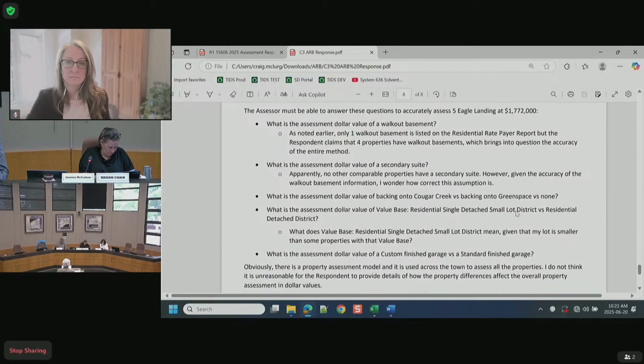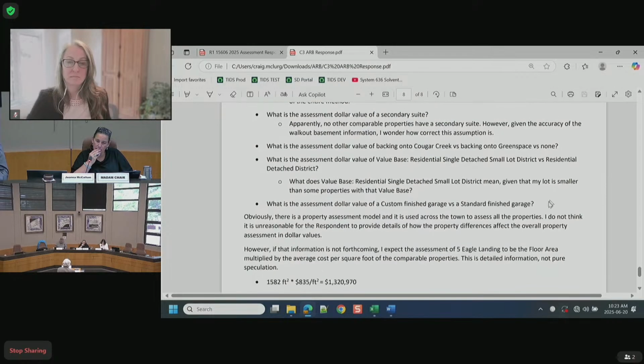What is the dollar value for an assessment of backing onto Cougar Creek versus backing onto green space versus none? What is the assessment dollar value of the value-based residential single detached small lot district versus residential detached district, which is what Five Eagle Landing is in? And what is the assessment dollar value of a custom finished garage versus a standard finished garage?